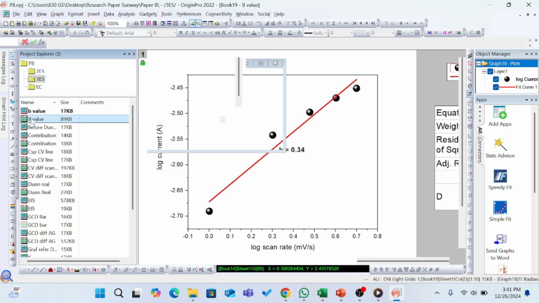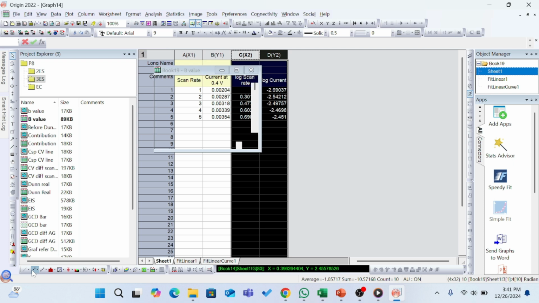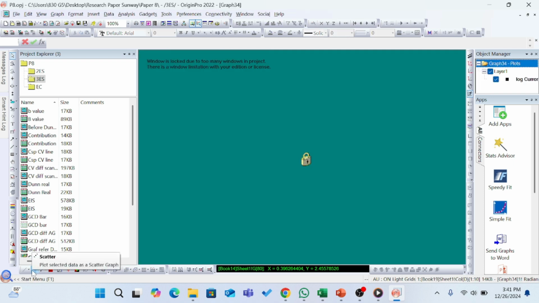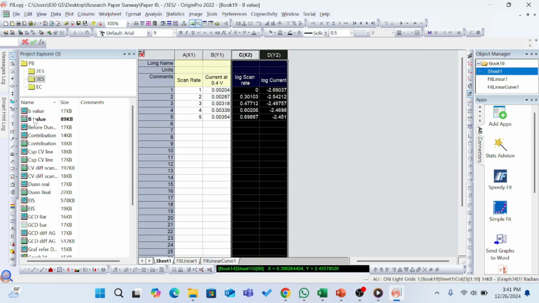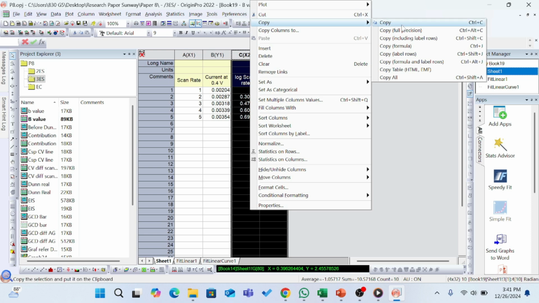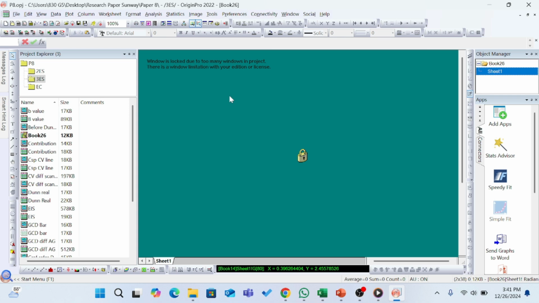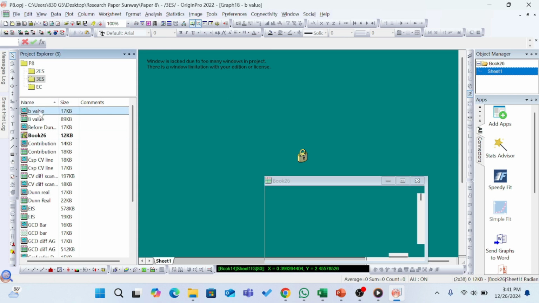So first of all, let's say I have already the log scan rate and log current. So I just plot using scatter. So then, oh my god, it's locked due to many windows. So I cannot replot it. So it's okay, I can just copy first. So click to the b value. So okay, I just click copy and make another one. Still cannot because too many windows. It's okay, I'll just show you how to do it.